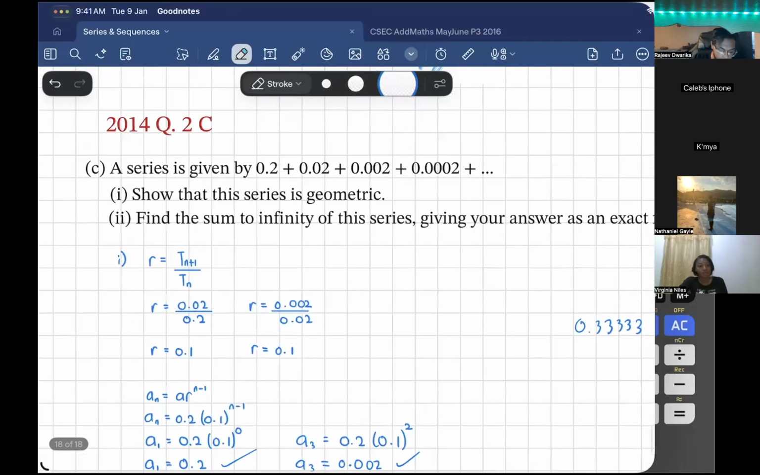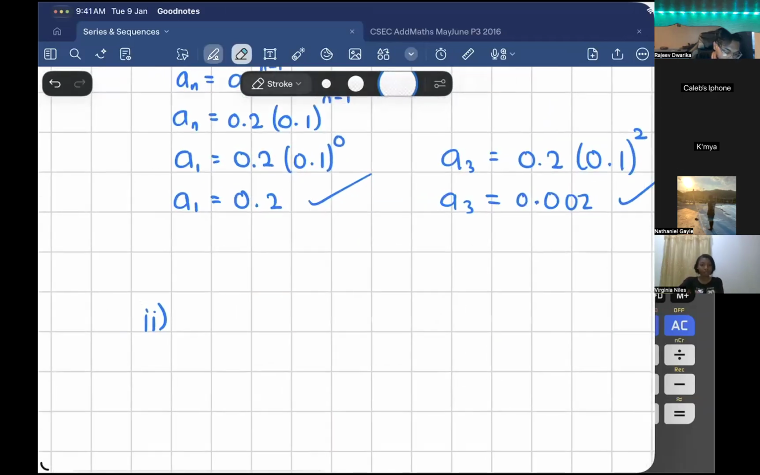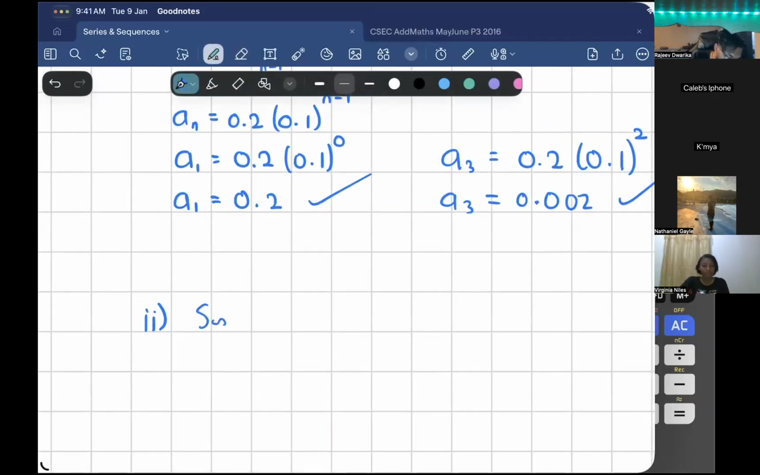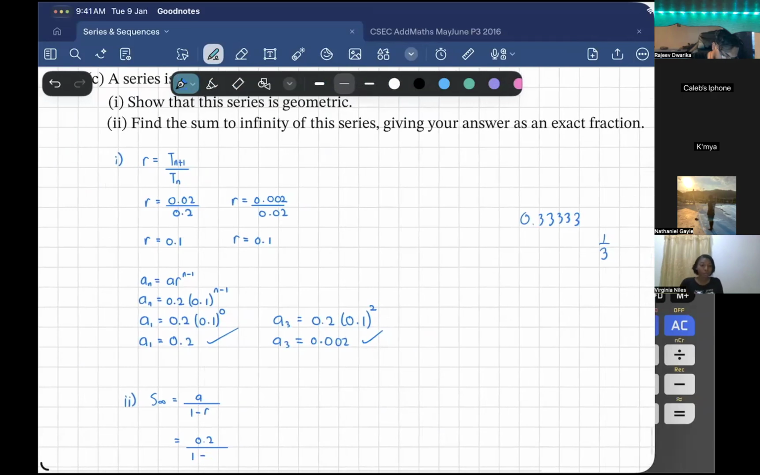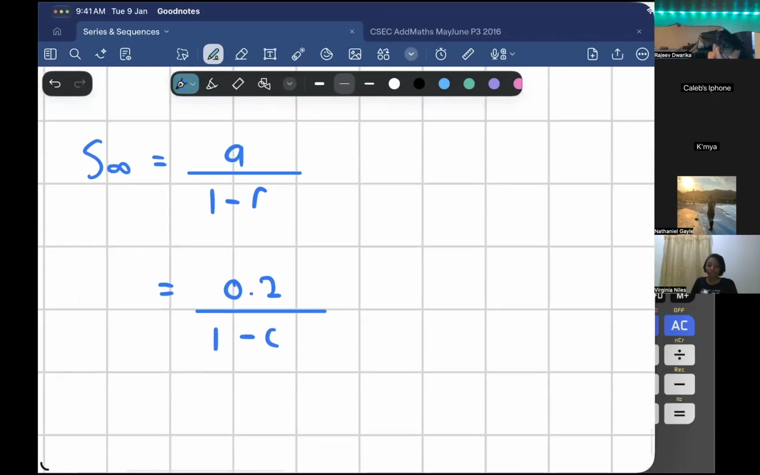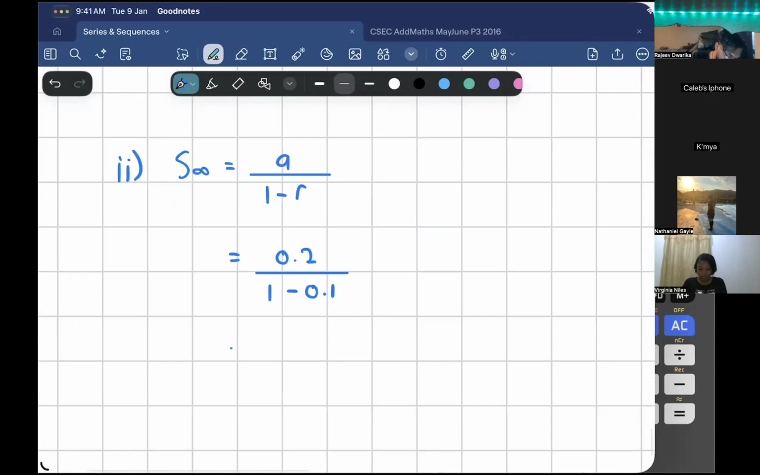But anyways, they want you to find the sum to infinity. What's the sum to infinity formula? Well, since the ratio is less than 1, it'll be A over 1 minus R. Right? A over 1 minus R. My first term is 0.2, and my common ratio is 0.1.